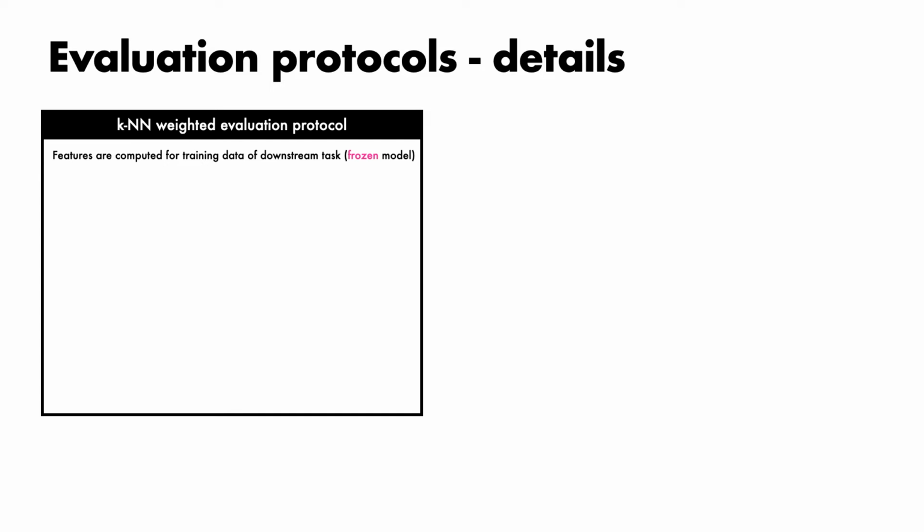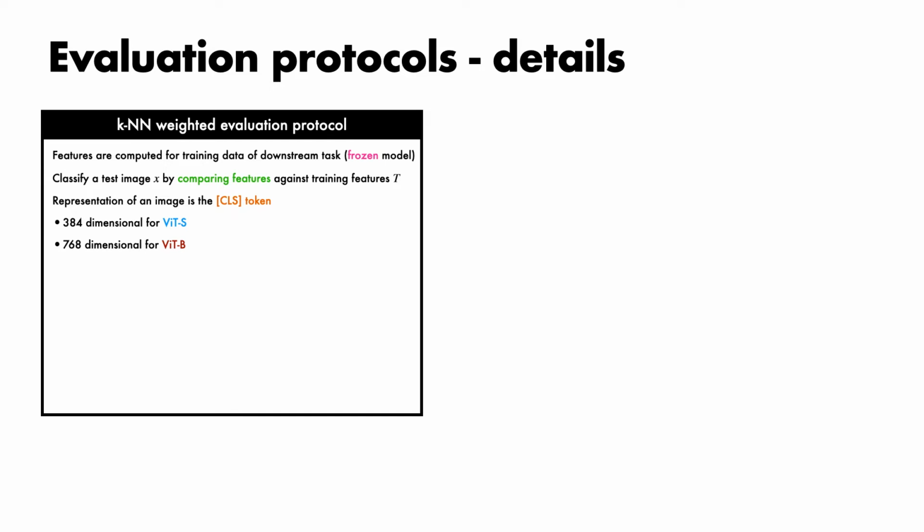First, features are computed for the training data associated with a downstream task with the pre-trained model frozen. We classify a test image, denoted x, by comparing its features against those of the training set, here denoted by t. The feature representation of each image is taken to be the output of the CLS token, which is 384-dimensional for ViT-S and 768-dimensional for ViT-B. Given these features, the top k nearest neighbors in the training set, denoted Nk, make a class prediction for the test image by voting.